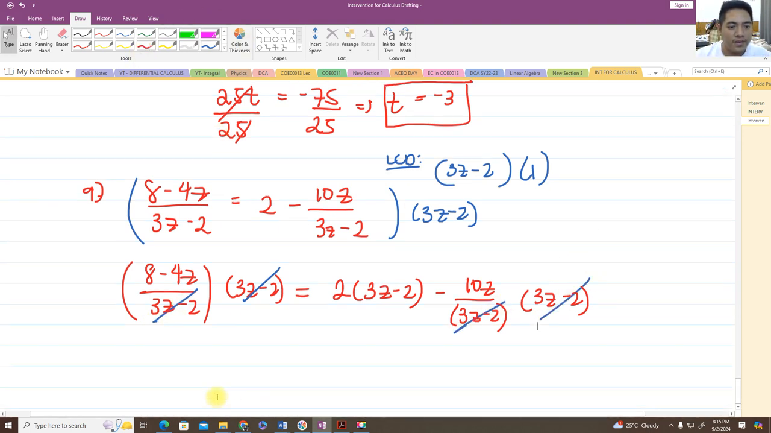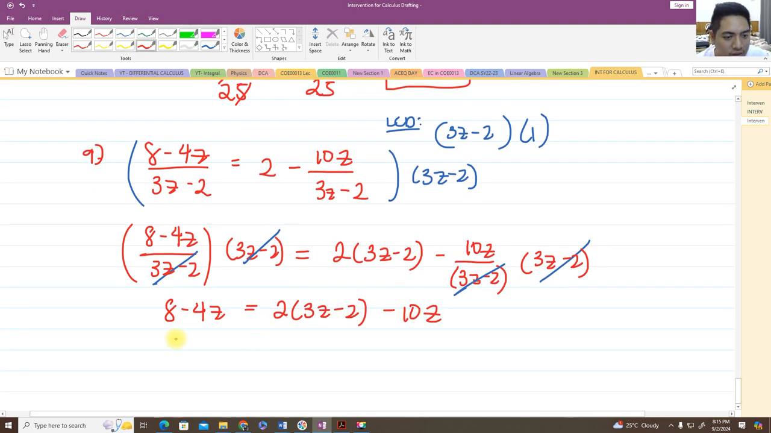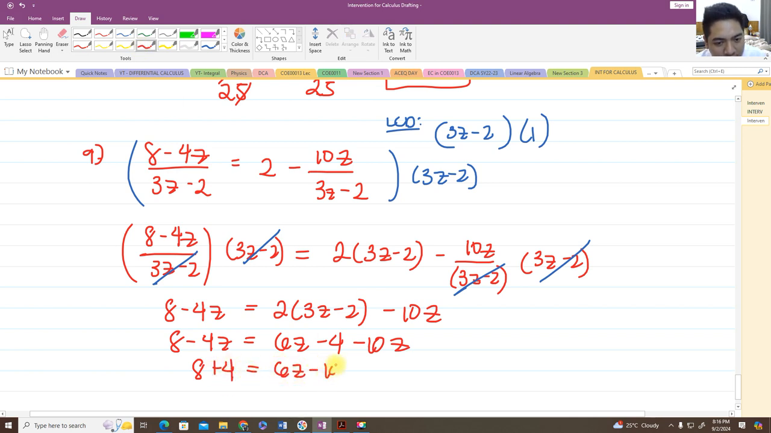So now you are left with 8 minus 4z equals 2 times 3z minus 2 minus 10z. Okay? So you have 8 minus 4z. 2 times 3z is 6z. 2 times negative 2 is negative 4 minus 10z. Alright, so you have 8, transpose negative 4 on the left side. It becomes positive 4 equals 6z minus 10z. Transpose negative 4z, it becomes positive 4z.